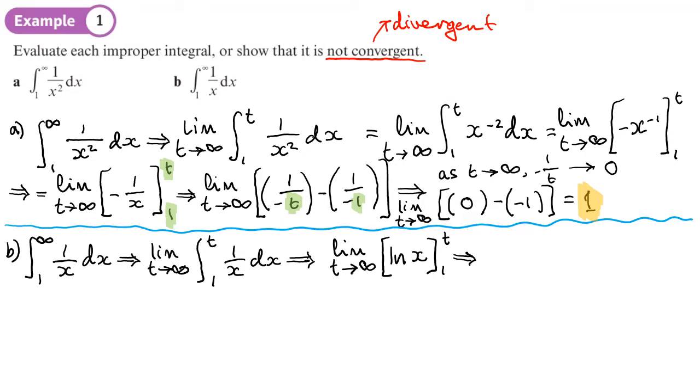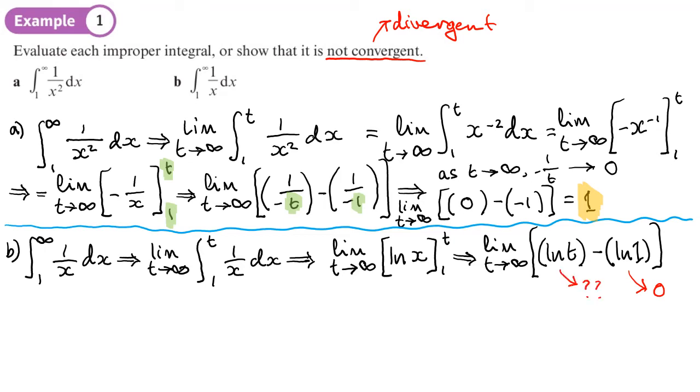So we'll end up with the limit as t approaches infinity of this. So log t, just looks like int, doesn't it? Minus log 1. Now log 1 is 0. So we want to see what happens here as t approaches infinity.